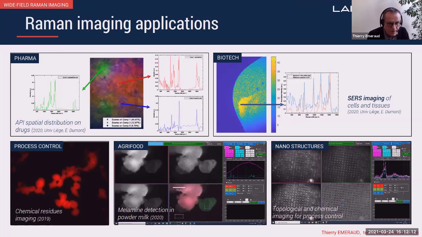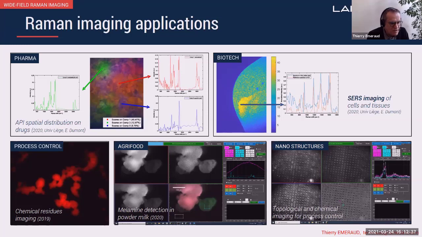In the biotech, you can use this technology to make cells and tissue imaging. And in this case, we will use surface enhanced Raman spectroscopy, which is more and more popular for biotech, by using some dedicated substrate or dedicated metal nanoparticle combination with the tissues.